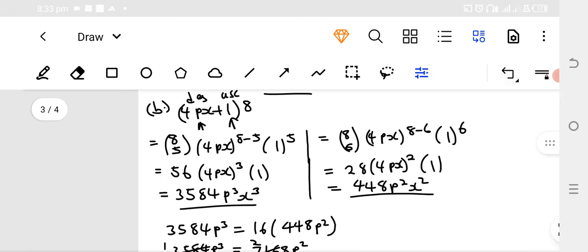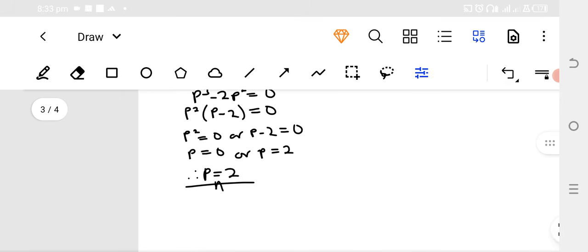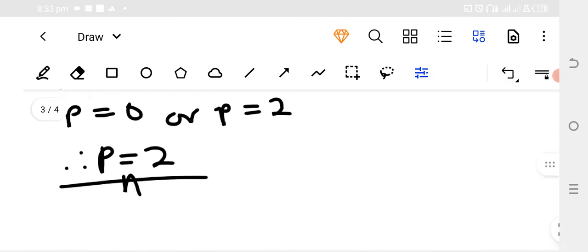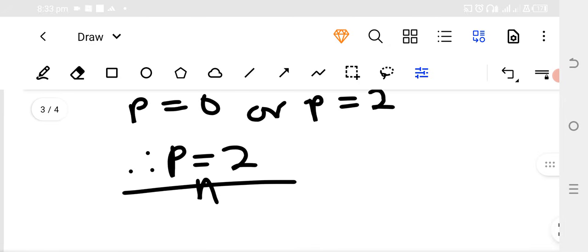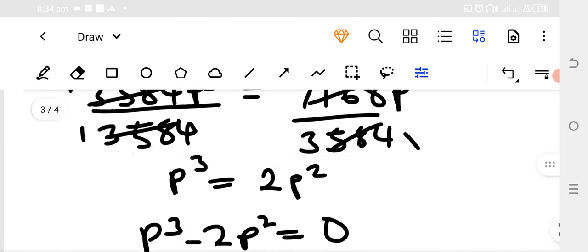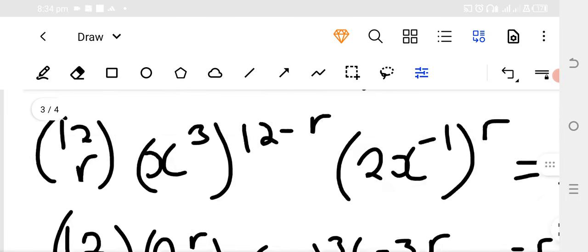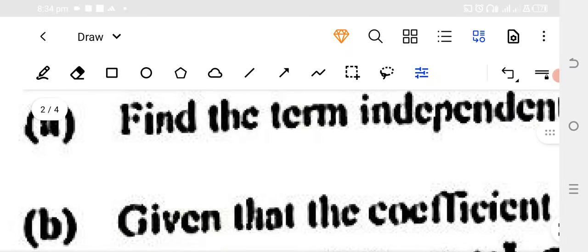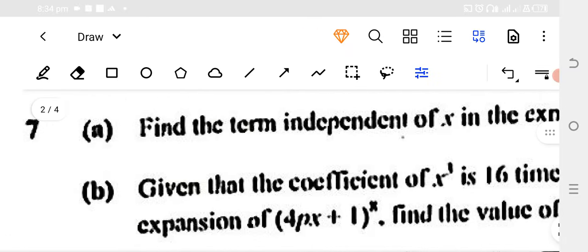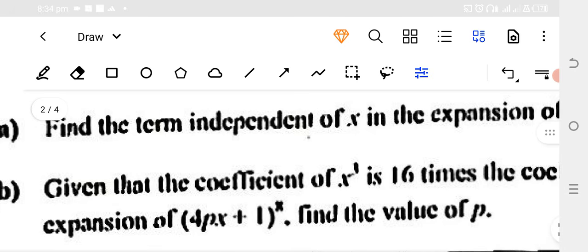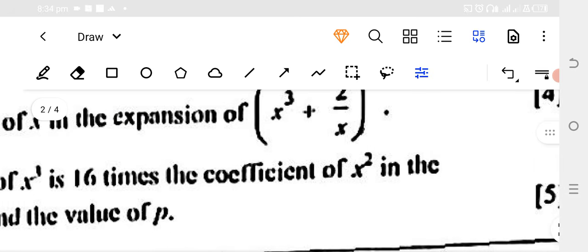So the final answer is p is equal to 2. p can also equal 0, but the final answer that we want is p is equal to 2, because nothing will give you nothing, but we want a value of p. The question specified they want one value, not values. If they said values, you can say p is equal to 0 or p is equal to 2, but in this particular question they said find the value of p, carrying 5 marks.